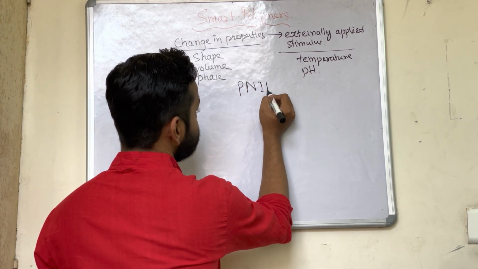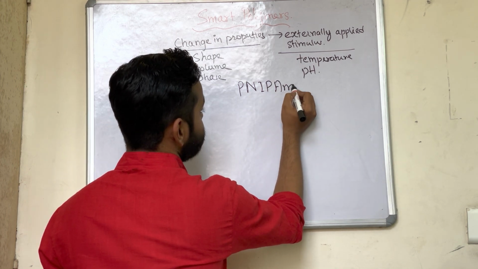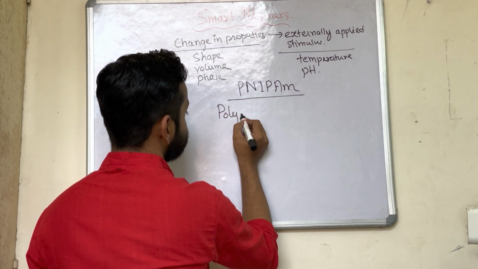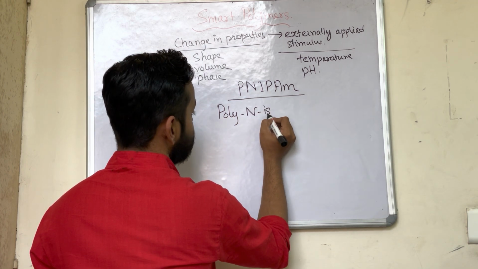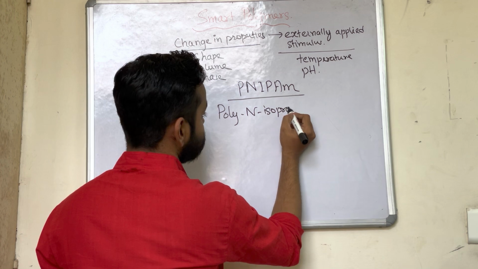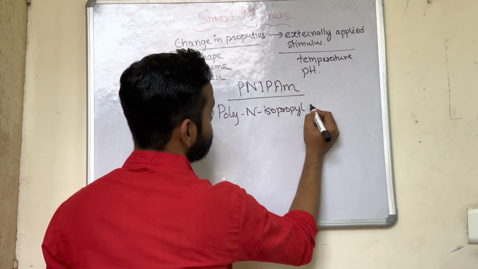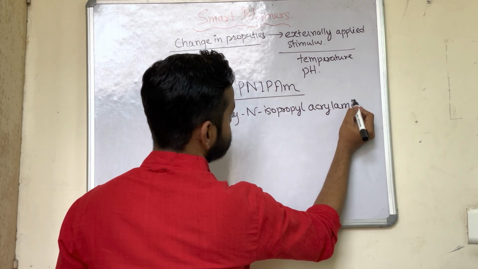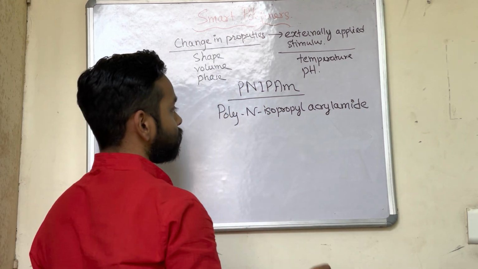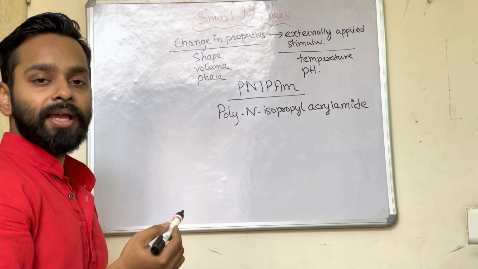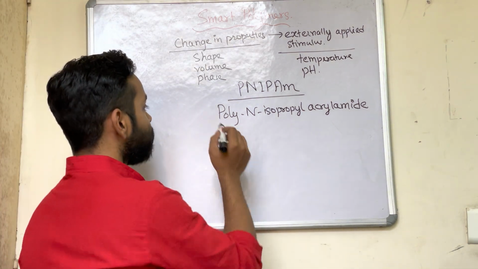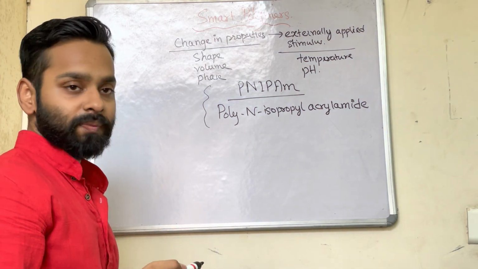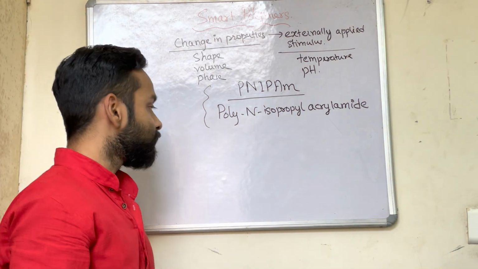An example of such a smart polymer is PNIPAm, which stands for poly N isopropyl acrylamide. So this poly N isopropyl acrylamide is an example of a smart polymer. So why is it called a smart polymer? We'll be discussing it in some time.